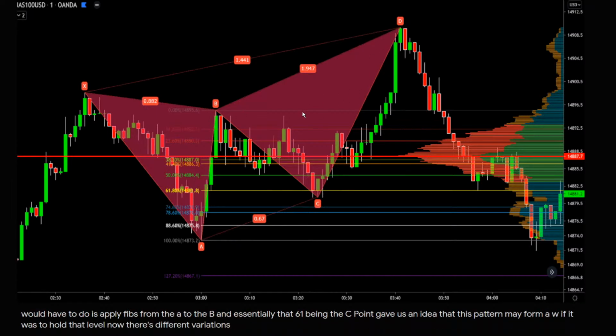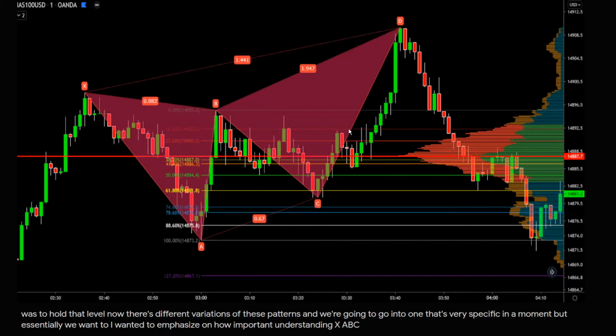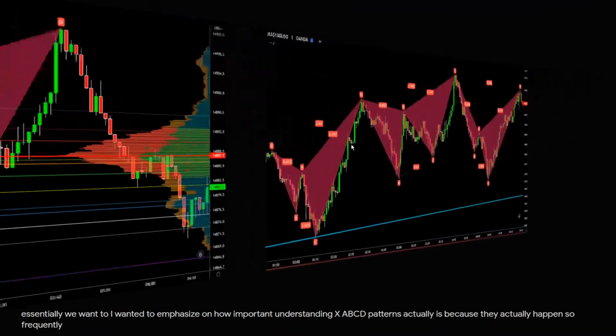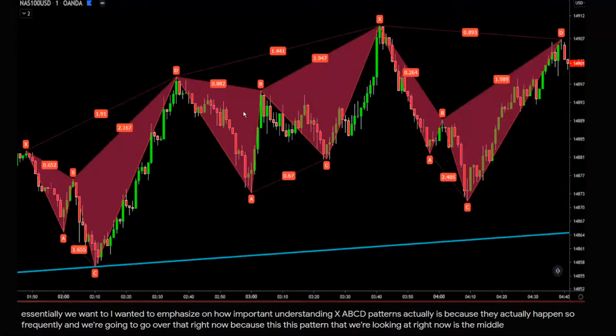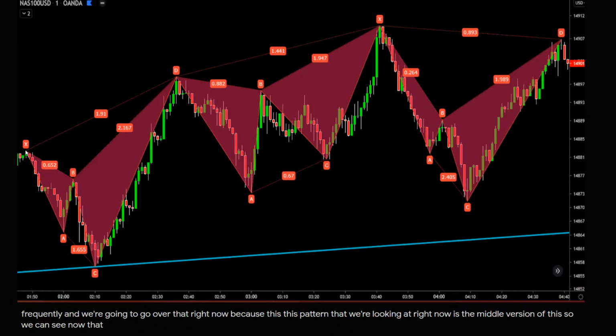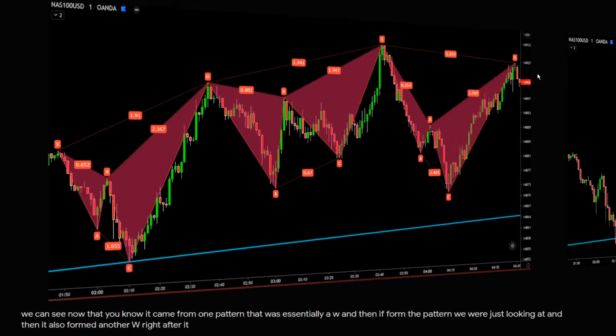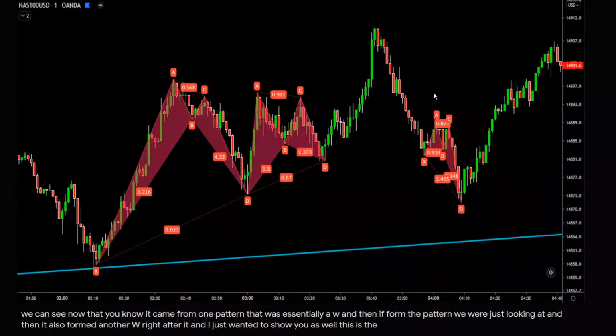Now, there's different variations of these patterns, and we're going to go into one that's very specific in a moment. But essentially, I wanted to emphasize how important understanding XABCD patterns actually is, because they happen so frequently. And we're going to go over that right now, because this pattern that we're looking at right now is the middle version of this. So we can see now that it came from one pattern that was essentially a W, and then it formed the pattern we were just looking at, and then it also formed another W right after it.